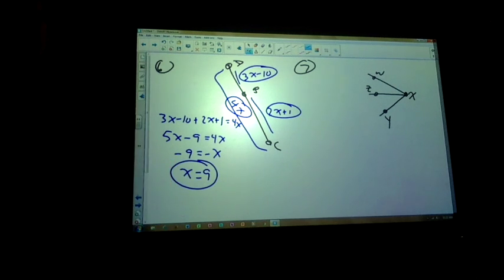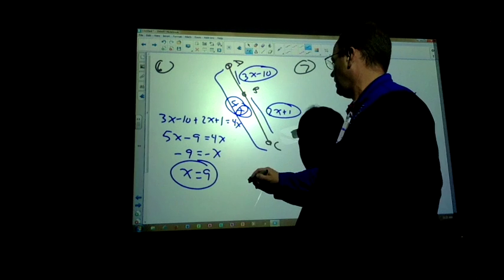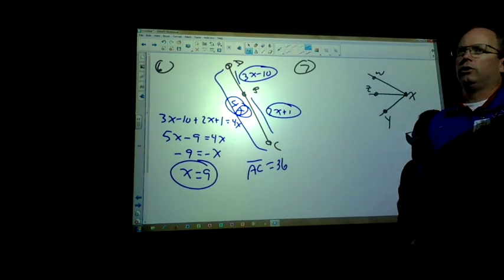Have we finished the problem? Now we want to know how long AC is. Well, AC is 4x. So if I plug 9 in right there, I find that AC is equal to 36 in length. 36 units.